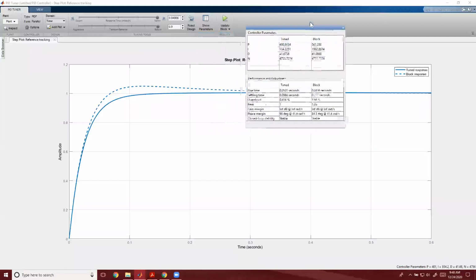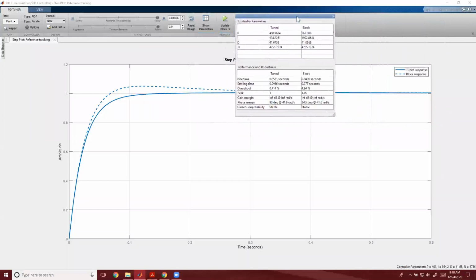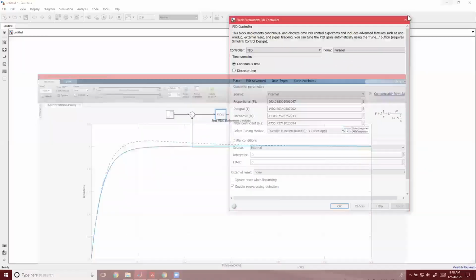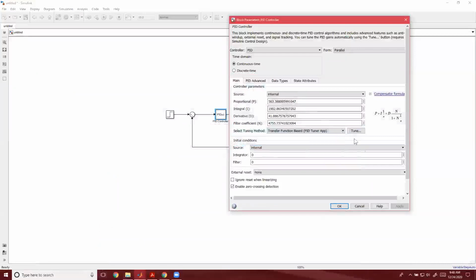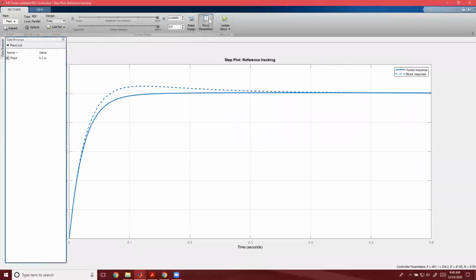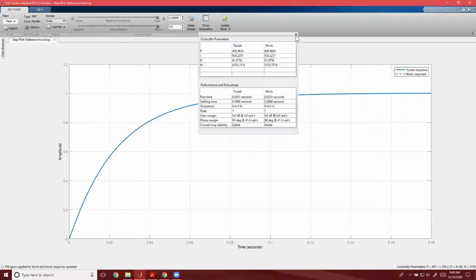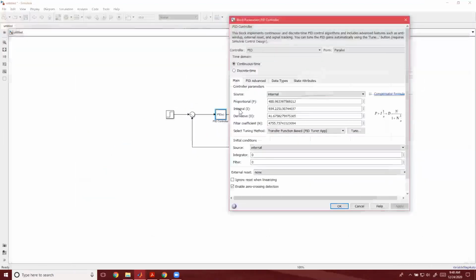Sir, I have a question. Sir, we don't need to change the initial control parameters of the PID controllers, right? You mean the default ones, 1, 1, 0? Yes, sir, the default ones. No, you don't need to change it. You just click on tune, and when you move this around, you can just click update block, and it will transfer those parameters to your block. When you double click it now, it will show you these values.